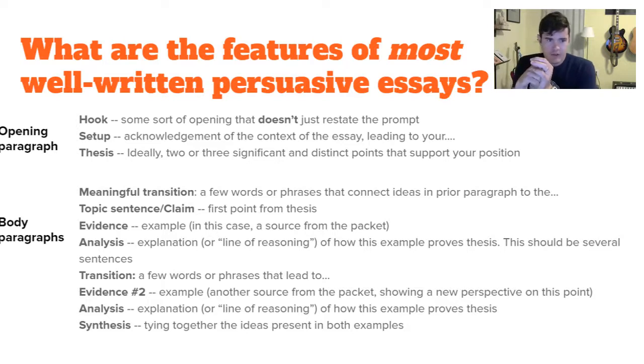Body paragraphs: a meaningful transition, a few words or phrases that connect ideas in the prior paragraph to the topic sentence or the claim, the first point from the thesis. Then you provide evidence, in this case a source from the packet. Then analysis, an explanation or line of reasoning of how this example proves the thesis. This should be several sentences. It should definitely be several sentences unless you write really long, windy, clause-filled sentences that express lots of ideas.